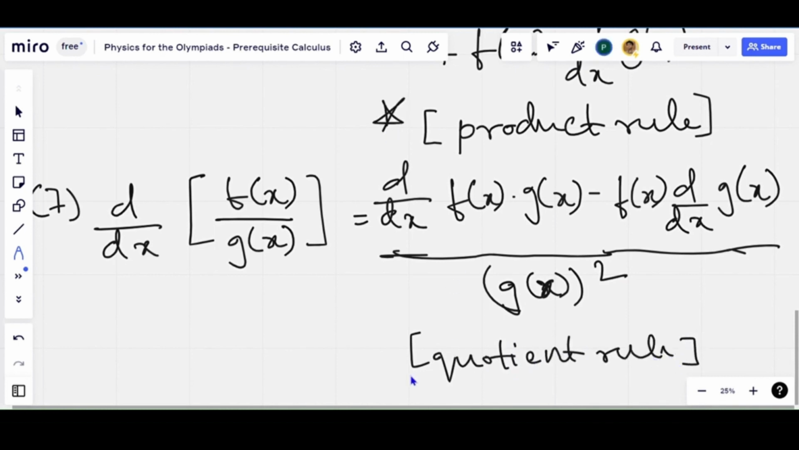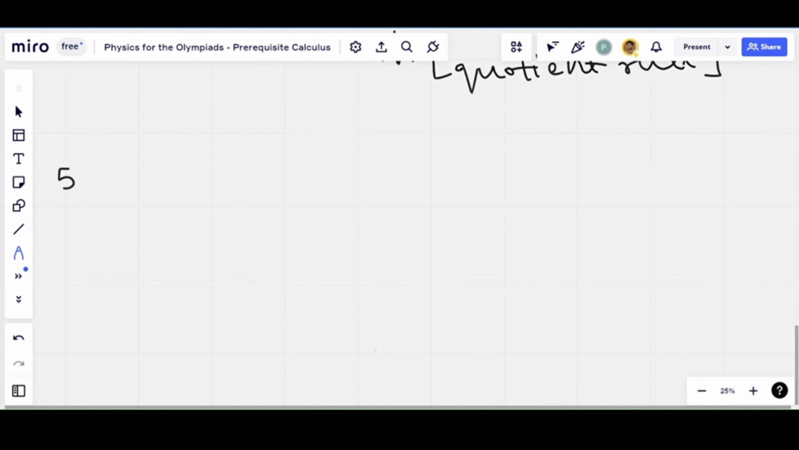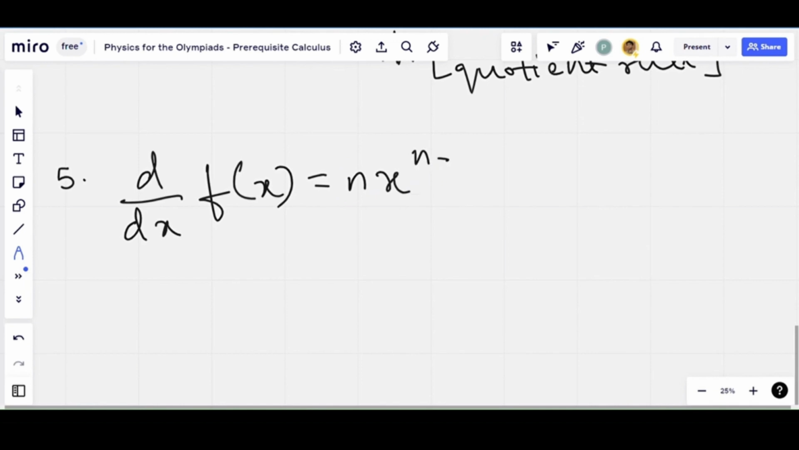These two are important for differentiation: the product rule and the quotient rule. Next, we come to another identity, which tells that d by dx of f of x is n x to the power n minus 1. This is only possible if f of x is equal to x to the power n.